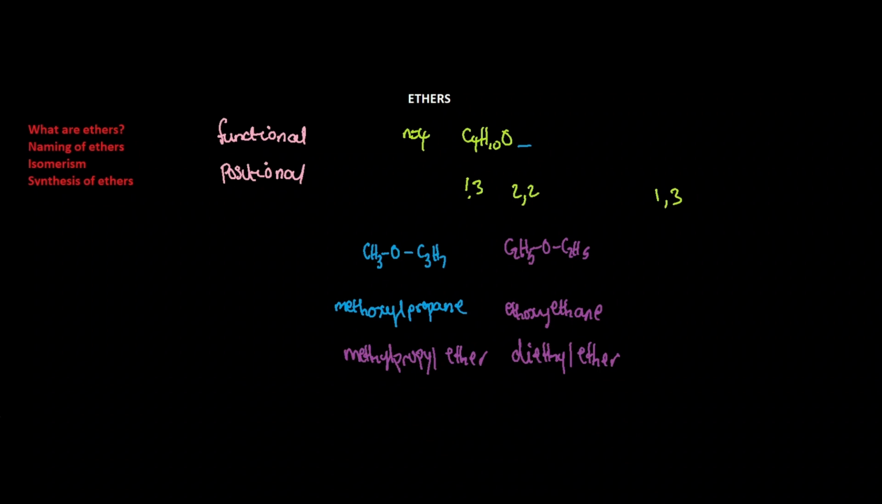Now, just to remind us of the different isomers of the alkyl propyl. Propyl is derived from propane, and propane has the formula C3H8.